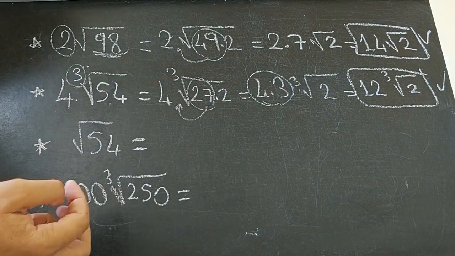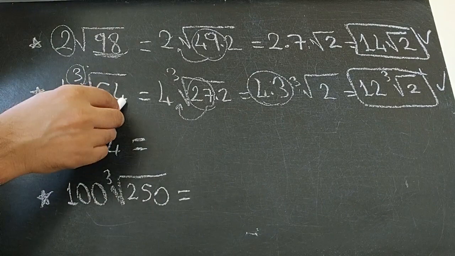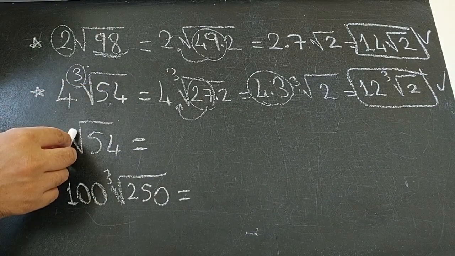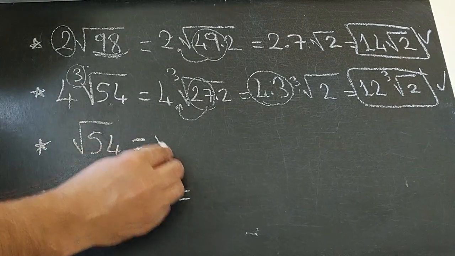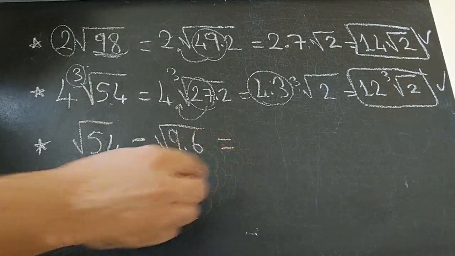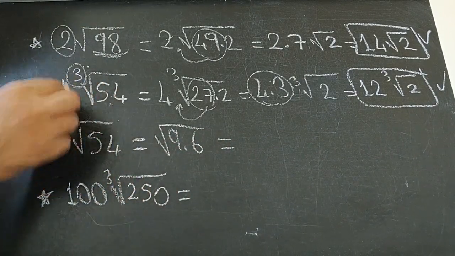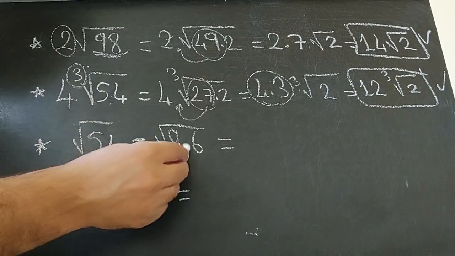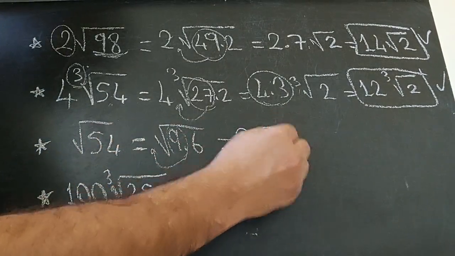Alright, for this number, see, there I gave you cube root 54. Now square root of 54. I'm going to write this one as 9 times 6 now. Alright, see, don't confuse, please. Check there, be careful. That will give me 3 square root 6.